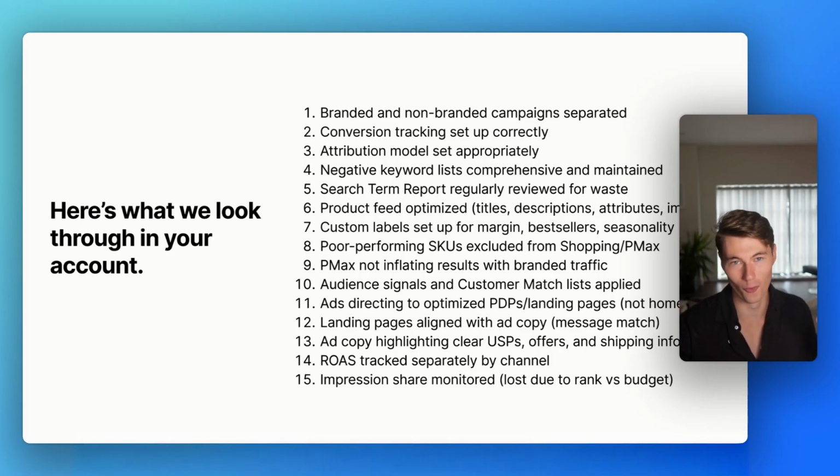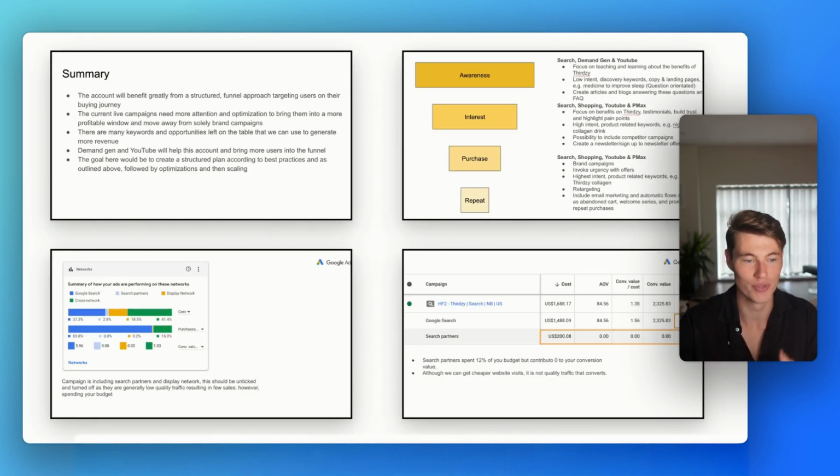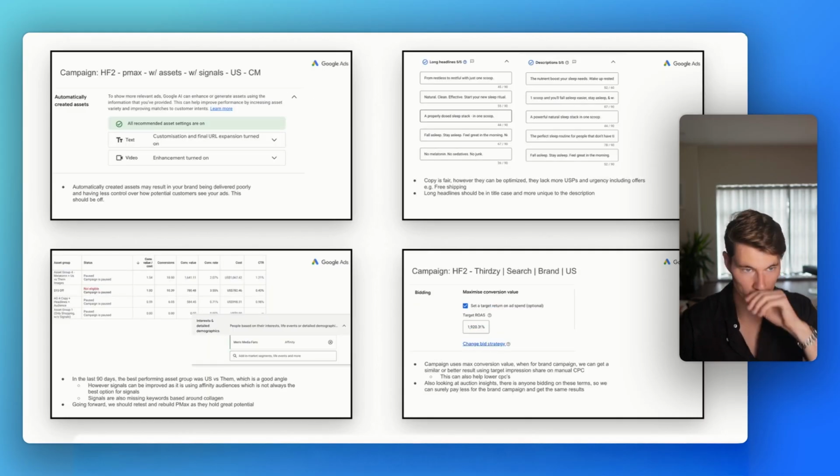So here's what we look for when we go ahead and do an action plan inside of your account, okay? It's a pretty exhaustive list. This is what some of our account plans look like. We're going to go through a summary of your account. We're going to go through how much you're spending on different platforms. We're going to go through the structure of your account. We're going to go through your ad copy. We're going to go through your conversion actions. We're just going to go through everything, your bid strategies as well.